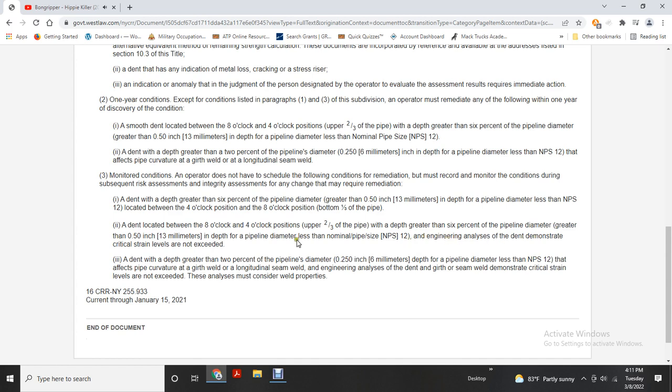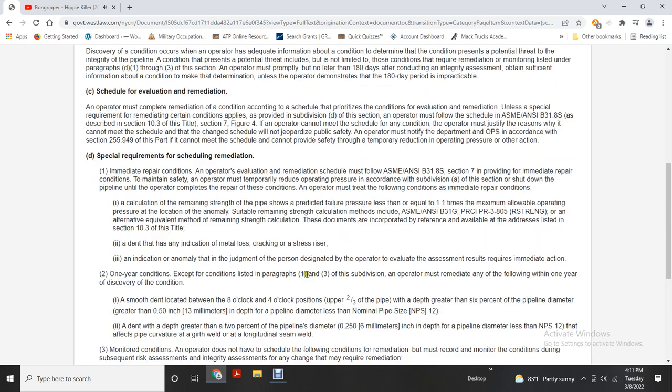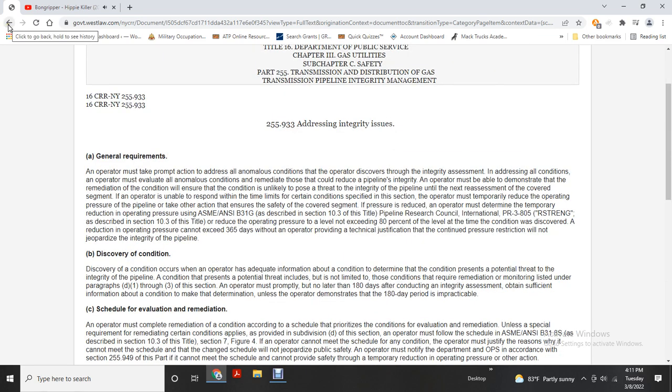The engineering analysis has demonstrated the critical strain level is not exceeded. With a depth greater than 2% of the pipeline diameter or a quarter inch. Depth of the pipeline diameter less than NPS 12. The effect on pipe curvature, girth weld, longitudinal seam, and engineering analysis of the depth and girth and seam weld demonstrate a critical strain level is not exceeded. The analyzer must consider weld properties. That was 933, addressing integrity issues.